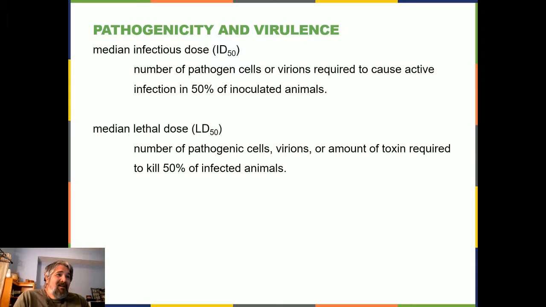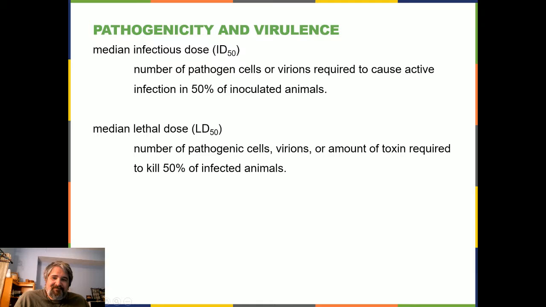Okay, so how we measure pathogenicity and virulence is based on how much of the organism it takes to infect 50% of inoculated animals, the median infectious dose, ID50. So, the number of cells or virions required to cause active infection. Whereas the median lethal dose, LD50, is the number of pathogenic cells, virions, or amount of toxin required to kill 50% of infected animals. LD50 you might see more commonly when talking about the toxicity of certain chemicals or how dangerous particular dosages of radiation can be.